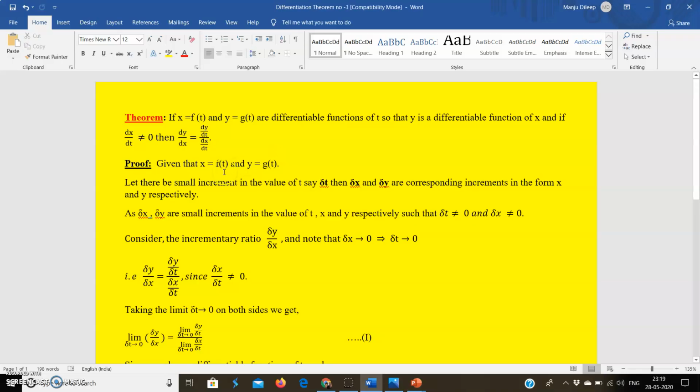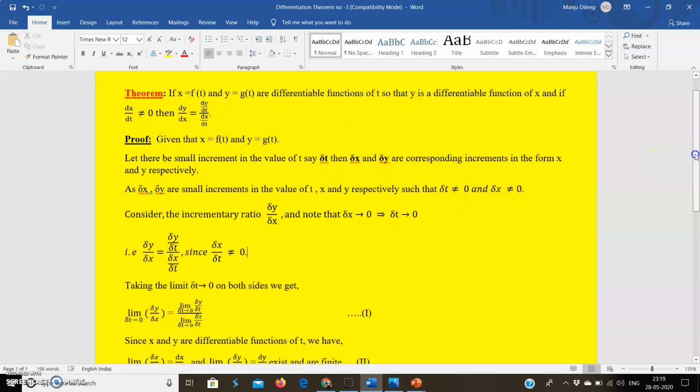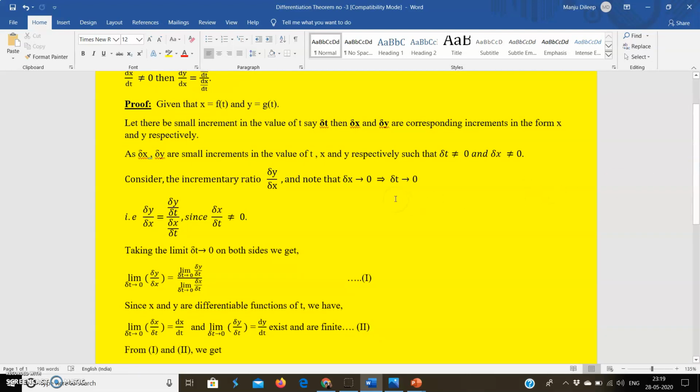The proof of this theorem will start with: given that x is equal to f of t and y is equal to g of t. Let there be a small increment in the value of t, say delta t, then delta x and delta y are the corresponding increments in x and y respectively. This is the same as the previous theorems. So this part you can write as it is. Delta x, delta y are small increments corresponding to t in x and y respectively. So delta t not equal to 0, delta x not equal to 0.